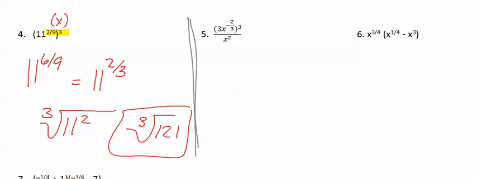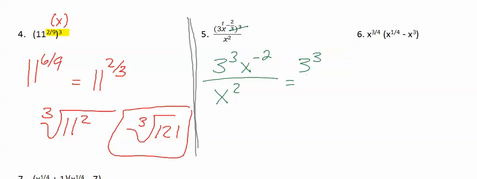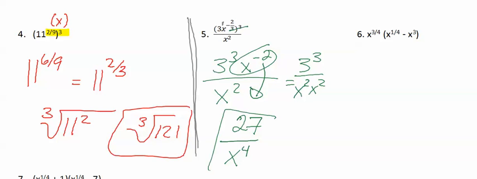Number 5, same sort of thing. I'm going to distribute that exponent, but remember that 3 also has a 1. So it's going to be 3 to the 3rd, x to the negative 2nd. Those 3's would cancel out there. And then I don't distribute to the denominator, so it's x squared. I'm going to move my negative exponents, so I'm going to get 3 cubed, x squared, x squared. Remember, that gets shifted down. So I'm going to get 27 over x to the 4th.